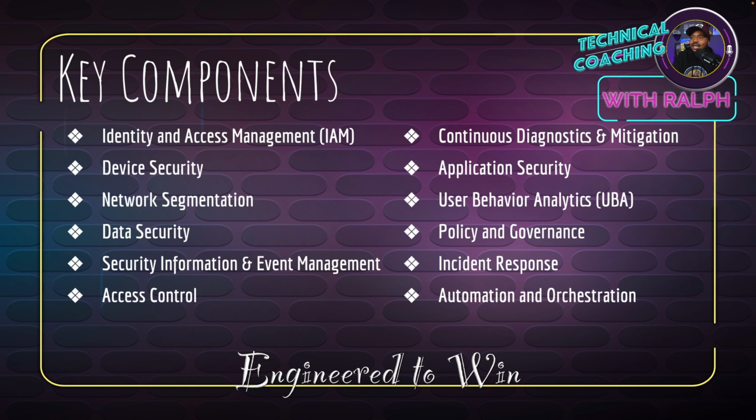Right? Now, the other component is network segmentation. We spoke about that. Microsegmentation, divide the network into smaller isolated segments to limit lateral movement of threats. Software-defined perimeter, use virtualized boundaries to control access to resources based on identity and context. All right. Next up, data security.